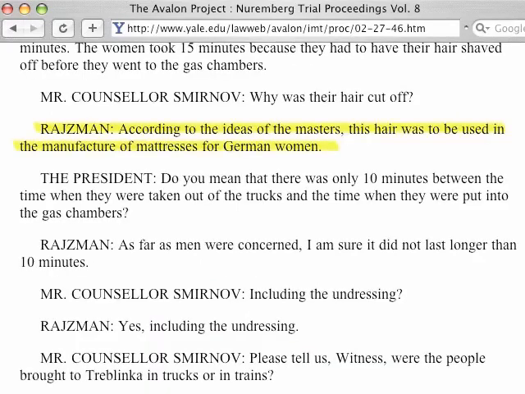When on the stand at the Nuremberg trials, he was asked why they cut off the women's hair. His reply: "According to the ideas of the masters, this hair was to be used in the manufacture of mattresses for German women." That makes a lot of sense, doesn't it? No men allowed on these mattresses. The judge never even questioned him about it, nor were any human hair mattresses ever found.